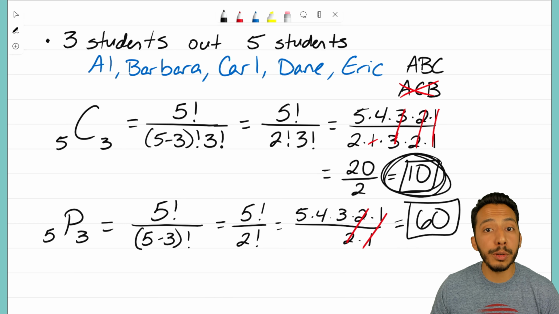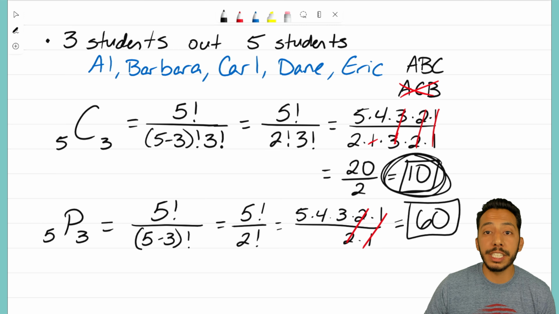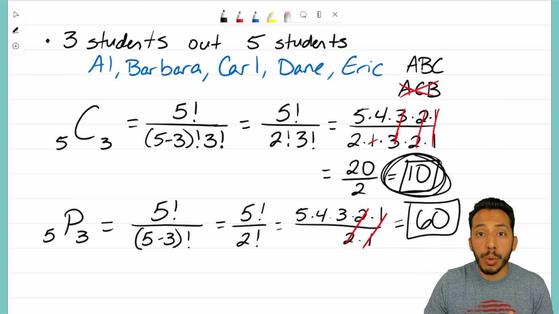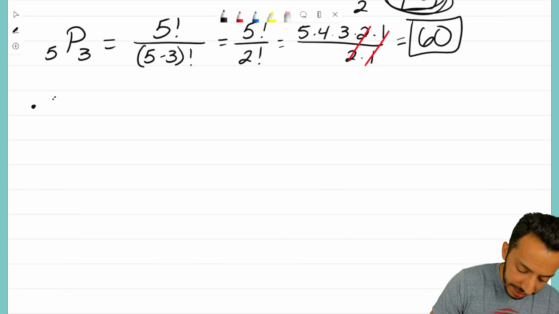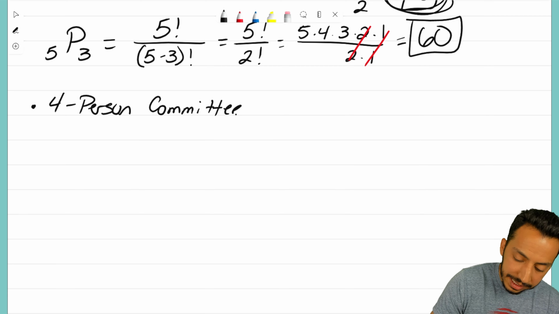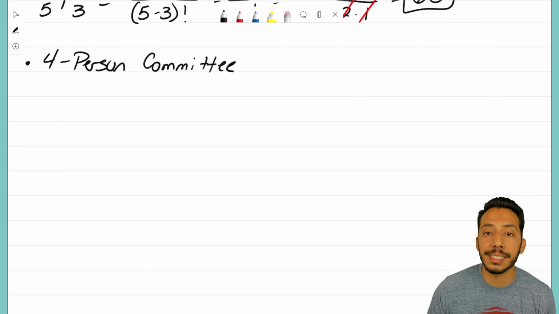All right, let's try another problem. Just like this, let's see how we can use our combination or our permutation. Again, we've got to think about what's going to be working here. Does the order matter? Does the order not matter? Let's say that we want to create a 4-person committee at school. We want to pick 4 kids that are going to lead a committee. Maybe they're planning our next dance.